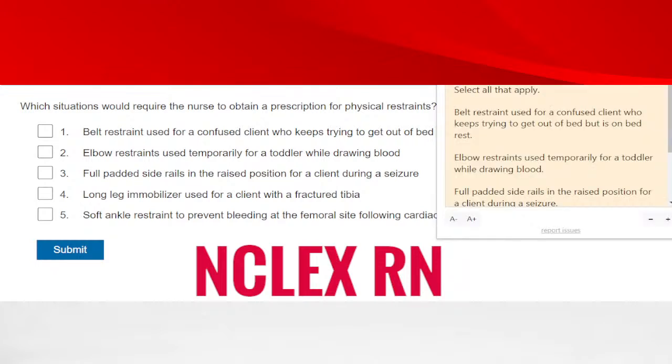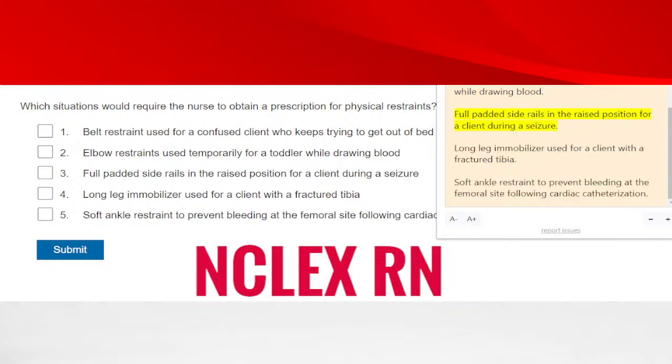Which situations would require the nurse to obtain a prescription for physical restraints? Select all that apply. Belt restraint used for a confused client who keeps trying to get out of bed but is on bed rest. Elbow restraints used temporarily for a toddler while drawing blood.